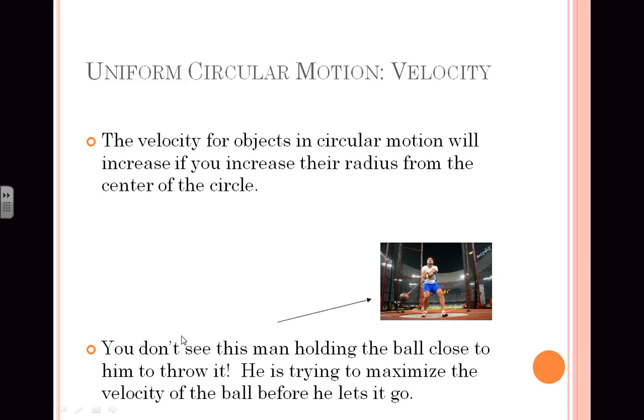So if we look at this example here, it says you don't see this man holding the ball close to him to throw it. He's trying to maximize that velocity of the ball before he lets it go. So he's making sure he has full extension here so that he can get as much distance between him and the shot put. He's acting as the center of the circle here, and the shot put is the object that he's trying to accelerate, right? So he's trying to get as much velocity as possible by increasing the distance or the radius for this circle as it travels around him.